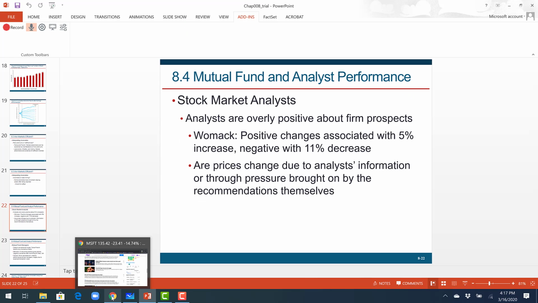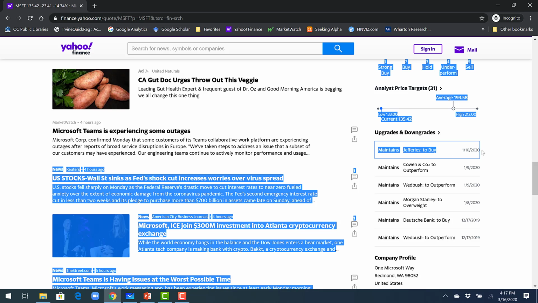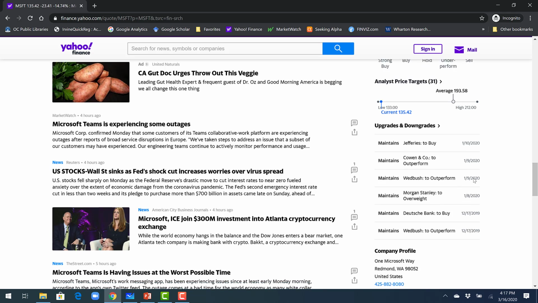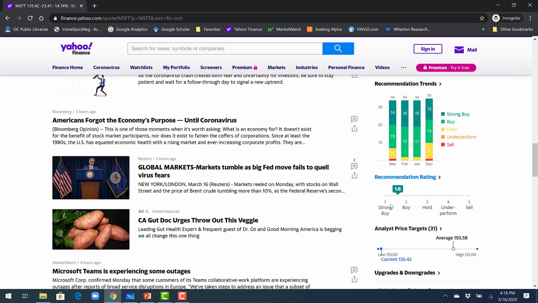The other part is upgrades and downgrades, right? So you can see that right here for Microsoft. Some analysts upgraded the stock in January. A couple of analysts actually upgraded or maintained the recommendation, right? But upgrades would mean going from, say, hold to buy, right? So that would be an upgrade, or buy to strong buy, that would be an upgrade, right? So you're basically upgrading the stock, you're changing your recommendation on the stock. And downgrade of course would go in the other direction.